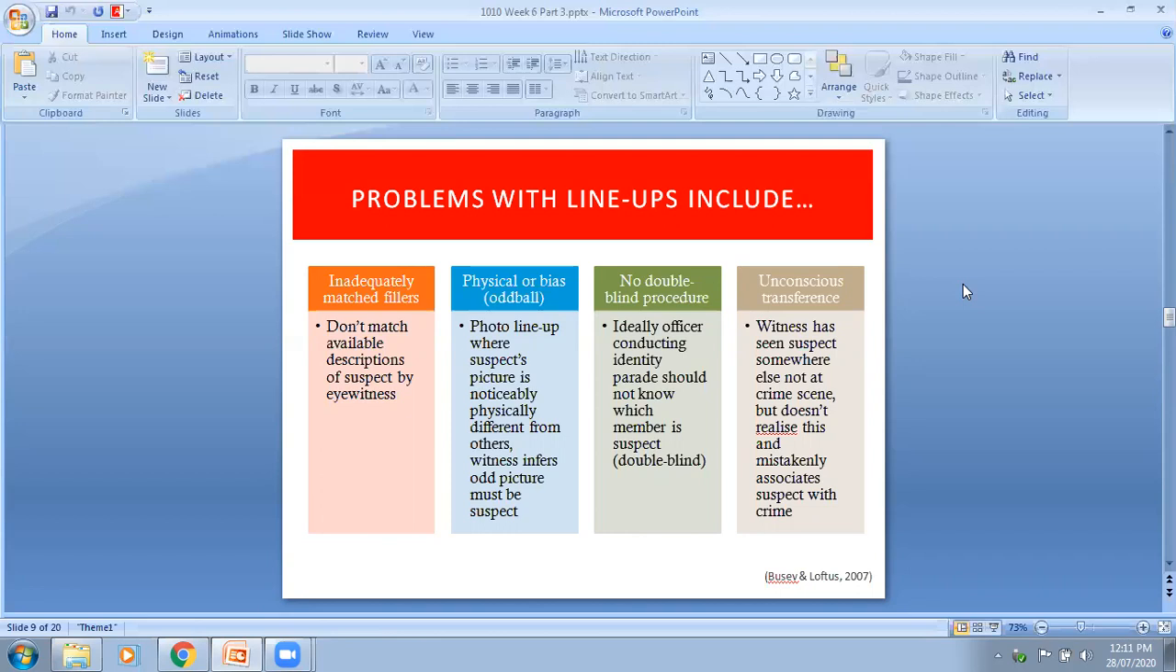And unconscious transference, as we spoke before about Donald Thompson, where he was seen on TV right before a lady was raped and she unconsciously transferred his face onto the rapist. So that's what unconscious transference is. So that's the problems with lineups.